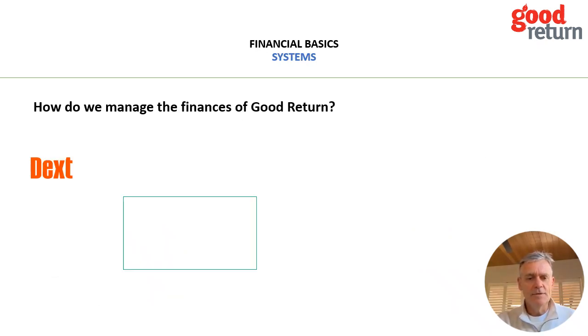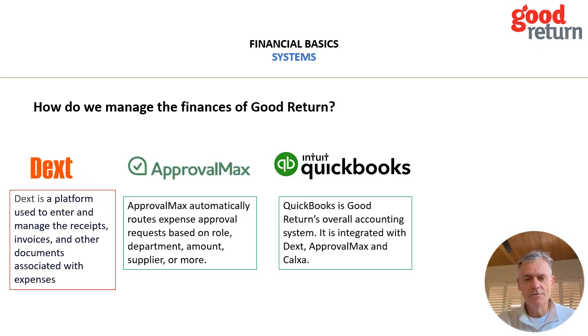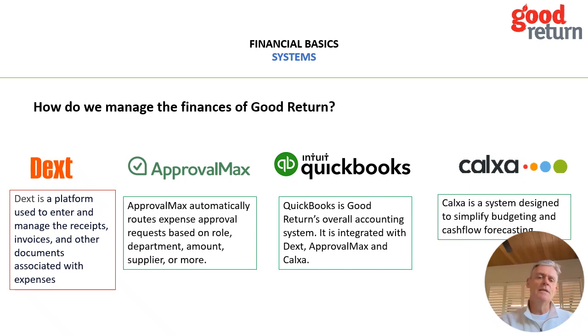So finally, thinking about how we manage the finances of Good Return, you'd be familiar with these 4 systems. And in the next 2 or 3 modules, we're going to dive a lot deeper into these systems so that you're more familiar with how to actually use them effectively to create that bigger picture effect of driving revenue, managing expenses well, and ensuring, most importantly, that our cash flow is strong and forecasted accurately on a prompt basis. So you know about Dext.